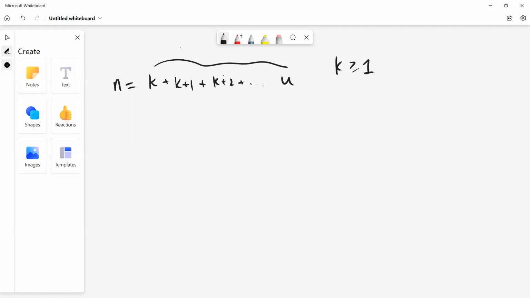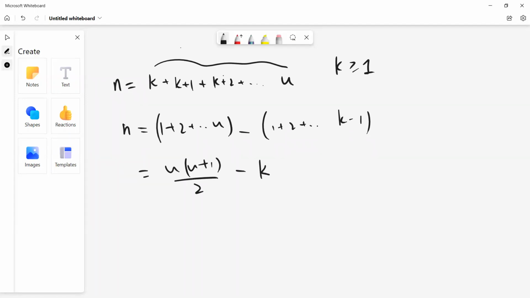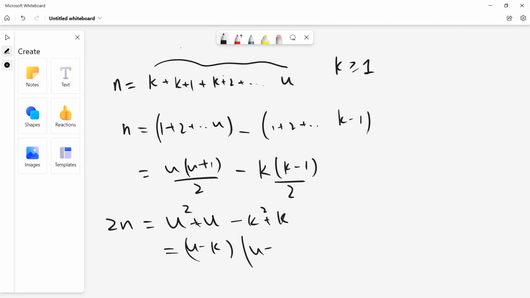So I can write n using this, right? I can write it as 1 plus 2 plus up to u, minus 1 plus 2 up to k. So this is u times u plus 1 divided by 2, minus k times k plus 1 divided by 2. Which gives 2n equals u squared plus u minus k squared minus k. Which I can write as u minus k times u plus k, plus u minus k, which is u plus k times u minus k plus 1.